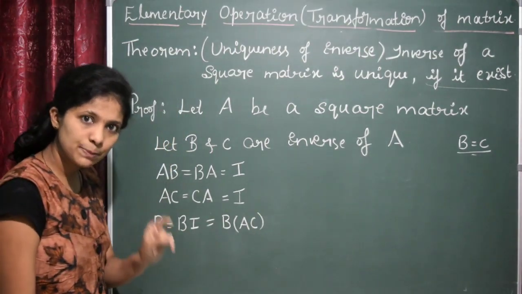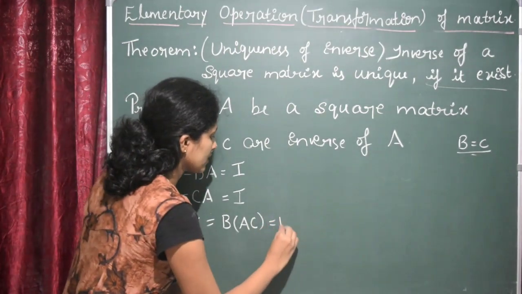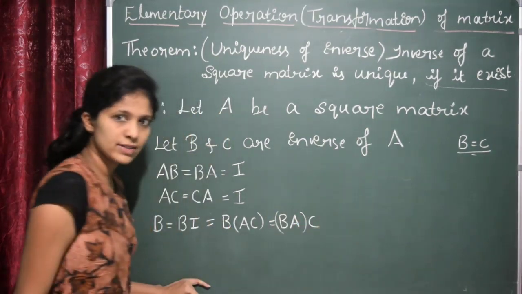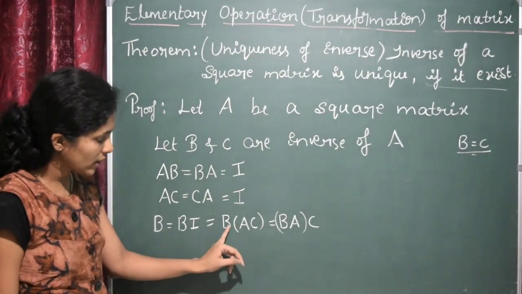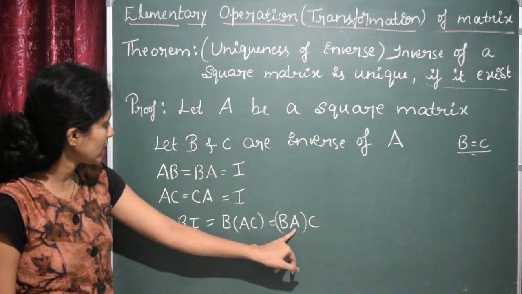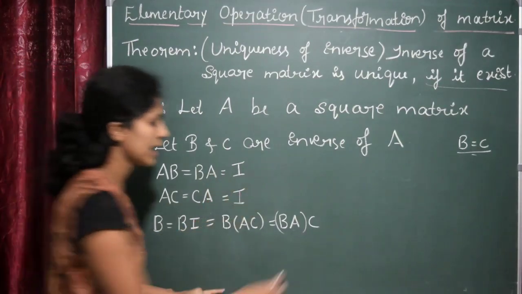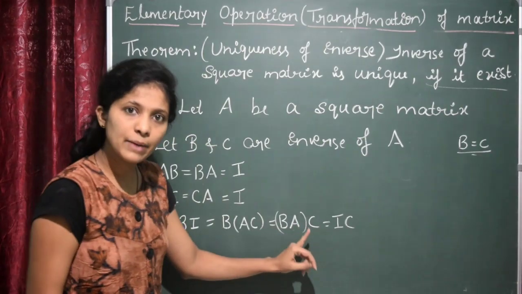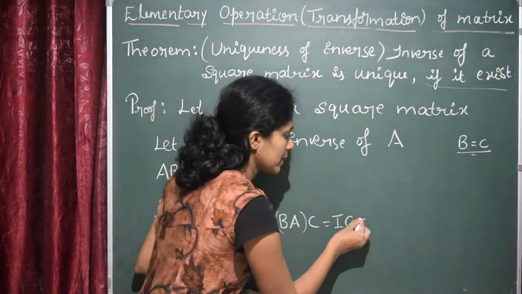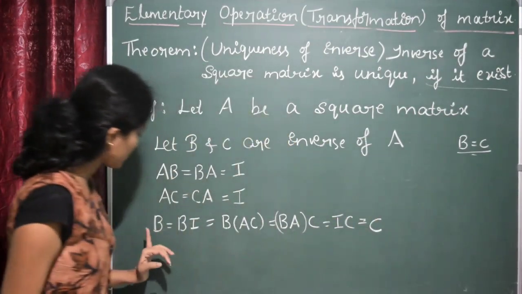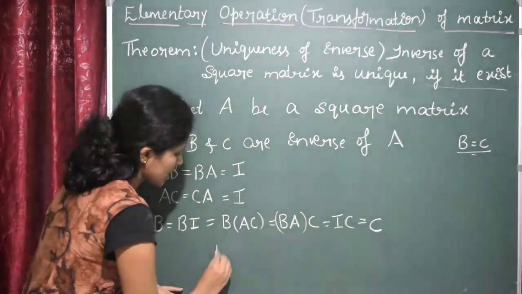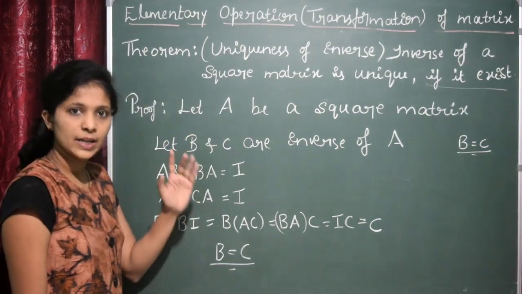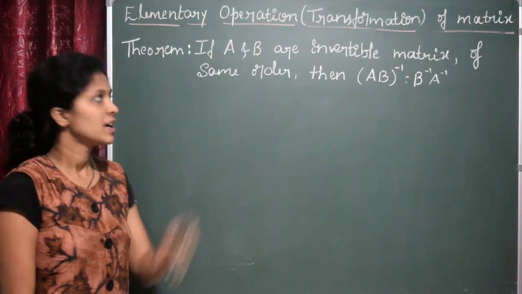Since matrix multiplication is associative, this one I can write as B into A into C. Right? Matrix multiplication is associative, so that you can write B into A into C. What is B into A? We have B into A is equal to I. By this we can write this one as I into C. Is it clear? Identity matrix with C. So this will be equal to C. By this we have proved that B is equal to C. So the inverse of a square matrix is always unique. Remember this one.